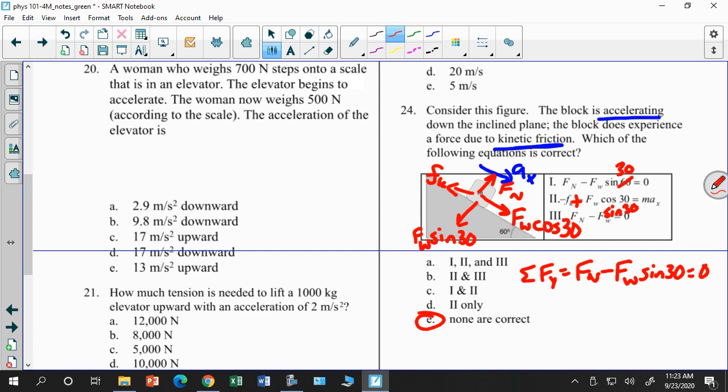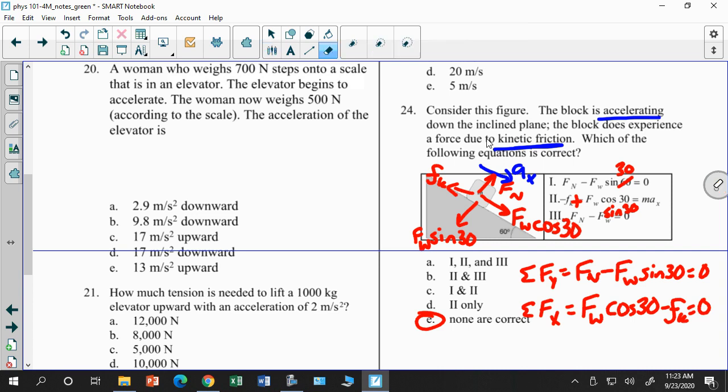That's equal to 0. And the sum of forces in the x is going to be Fw cosine 30 minus Fk, not equal to 0, equal to max. And then you can compare them to the equations that are already there. You probably don't need to take that step. Probably you can just draw your resolved vectors. Alrighty?